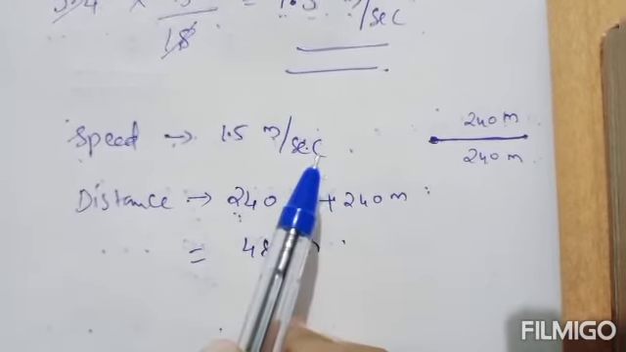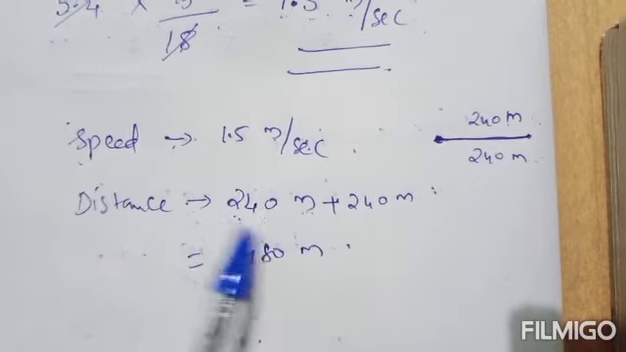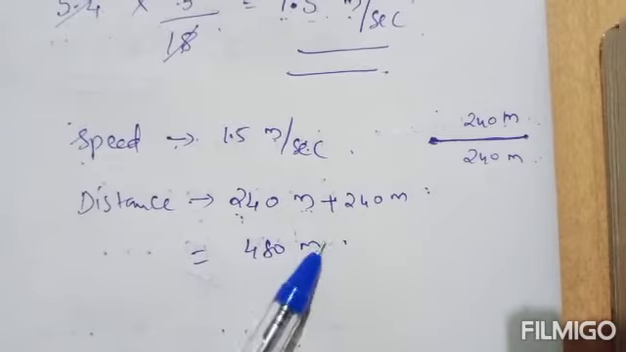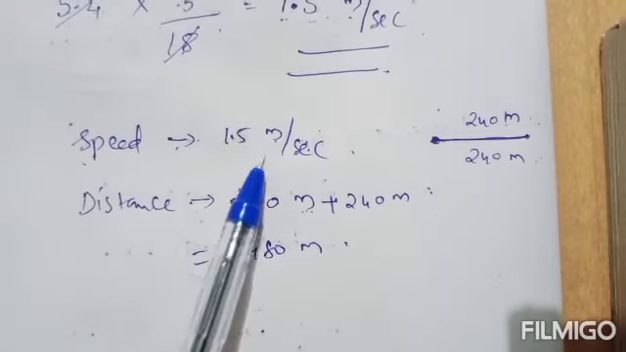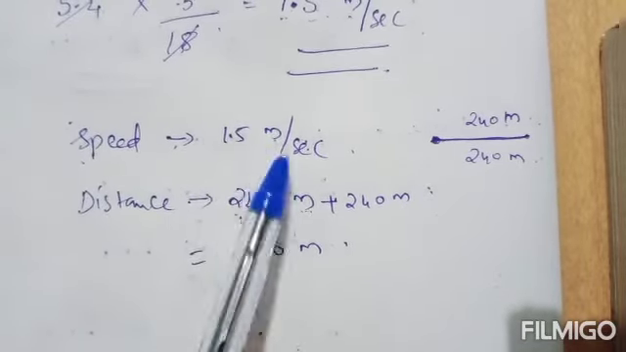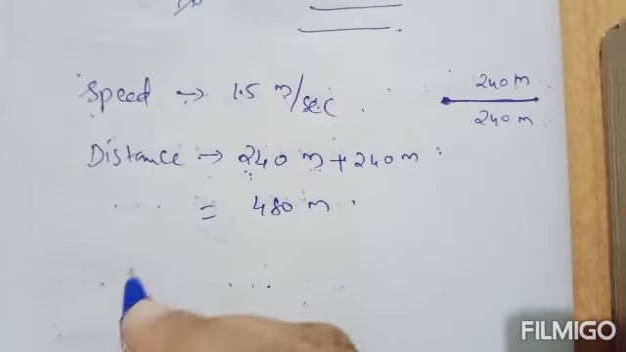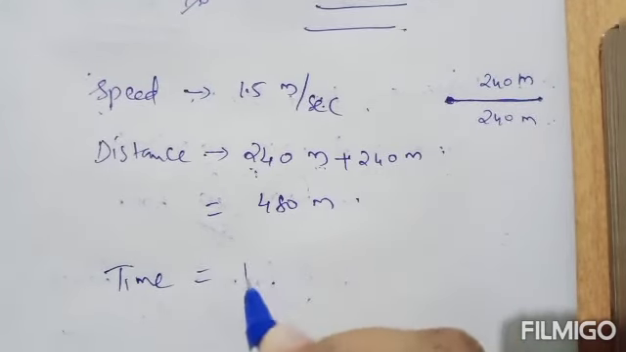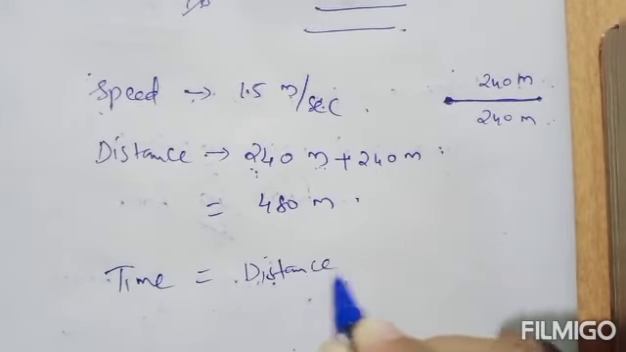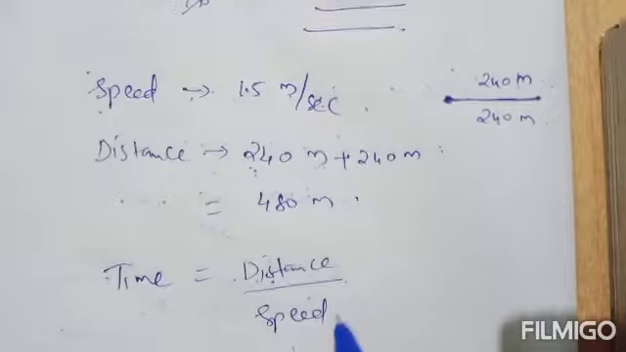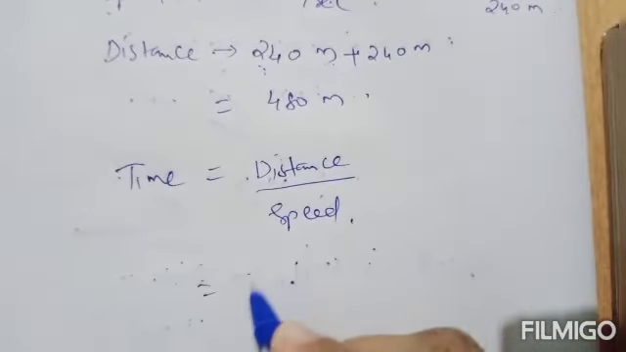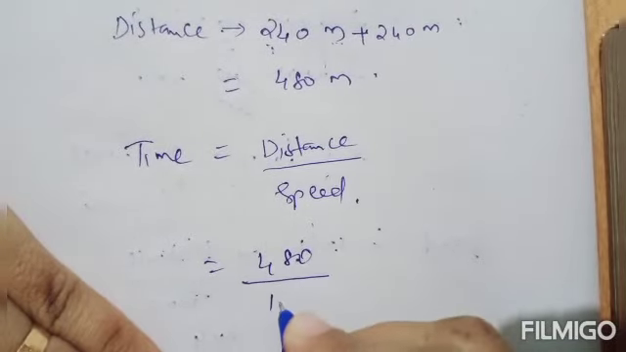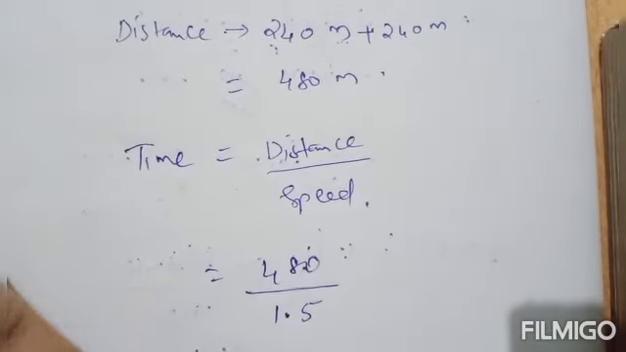How much time in all will Sakshi take? So the total time taken to cover 480 meter is what you need to find here, and the speed is 1.5 meter per second. Now how can you find the time if speed and distance are given? Time equals distance by speed. This is the formula. Distance is 480 meter by speed 1.5 meter per second.